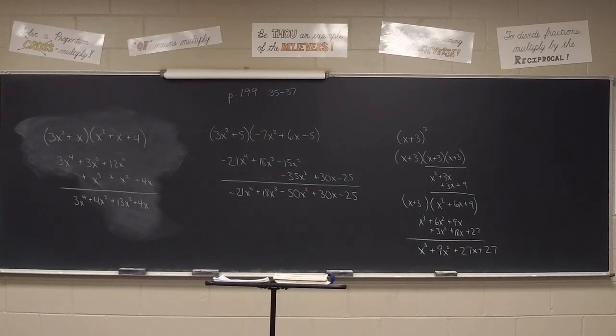All right, for sake of time, let's go ahead and put your pencils down and take a look here. Check your double distribution. Number 35, how many got this answer? 3x to the fourth plus 4x cubed plus 13x squared plus 4x.